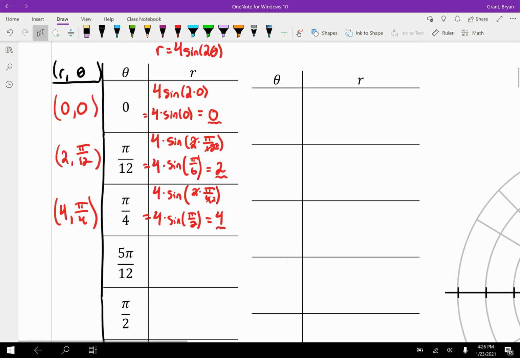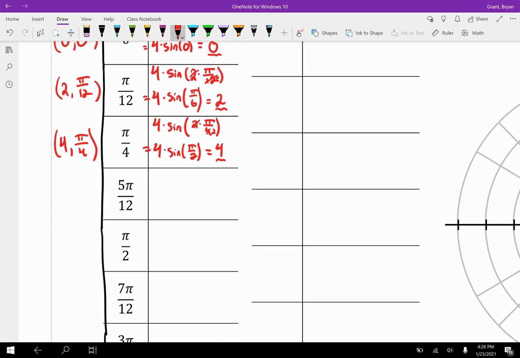Alrighty. Hopefully you saw a bit of a pattern here too. We'll go 0, 2, 4. This one's going to give you 2, and then we're back to 0. So 2 comma 5 pi over 12.